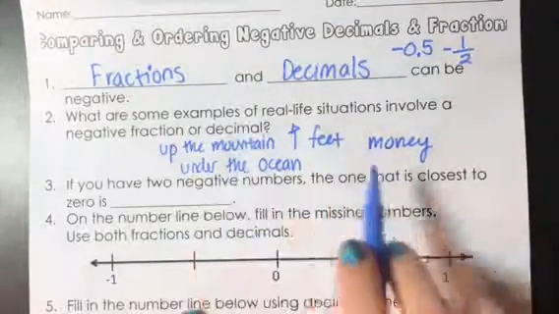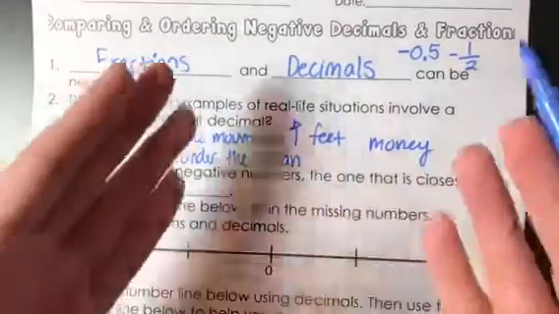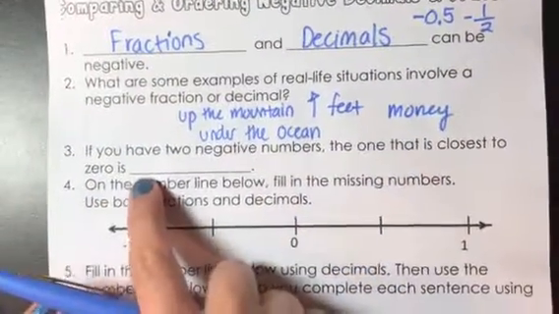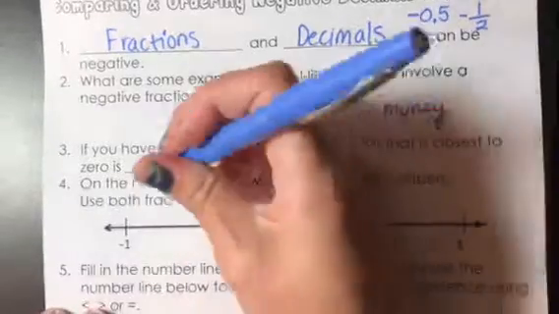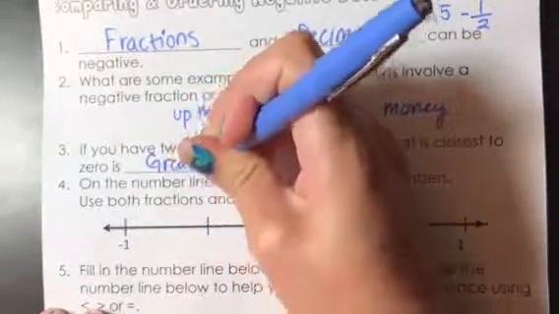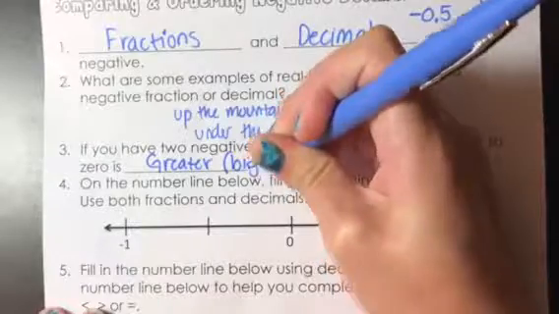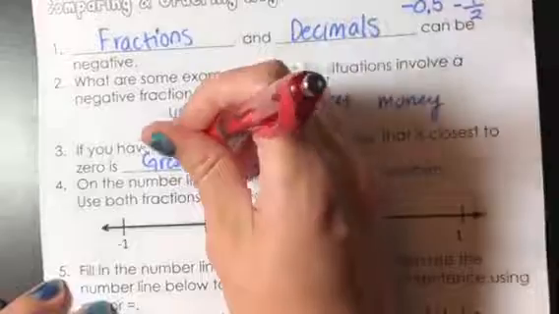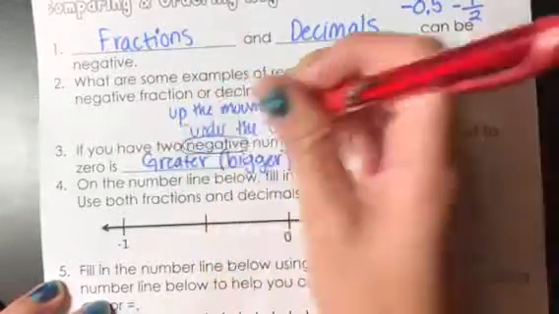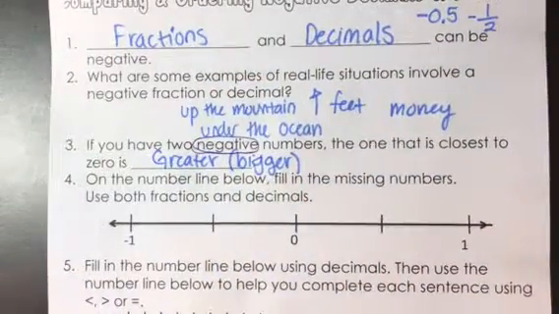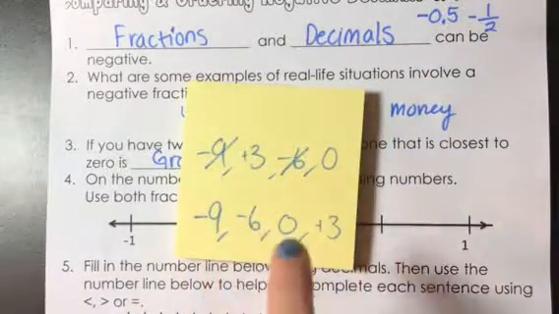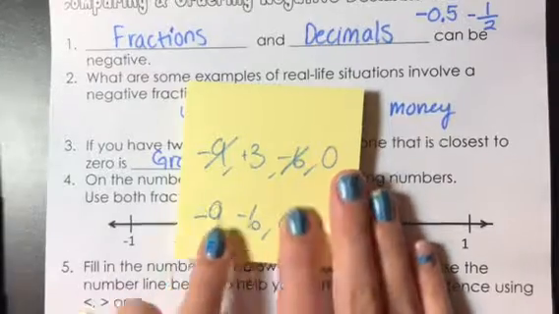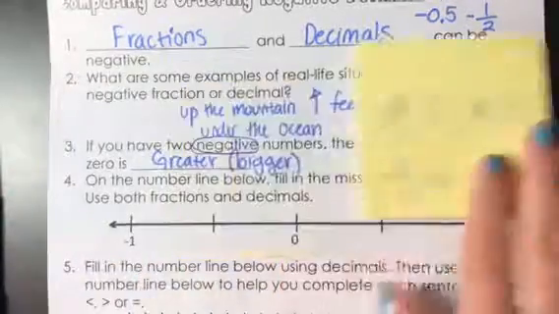And this goes back to all of the situations we talked about earlier with positive and negative numbers. If you have two negative numbers, the one that is closest to 0 is greater, or bigger. Now remember, that's if both of these numbers are negative. Like in this case, -9 and -6, which of these two numbers is the bigger one? Well, -6 is closer to 0. Ergo, this is a greater number.